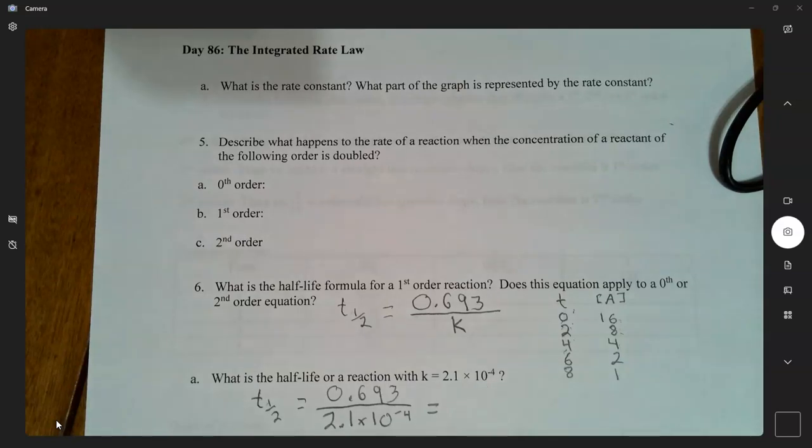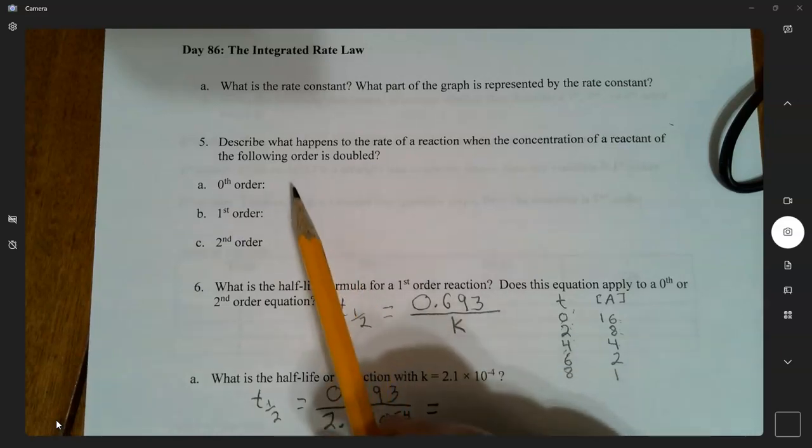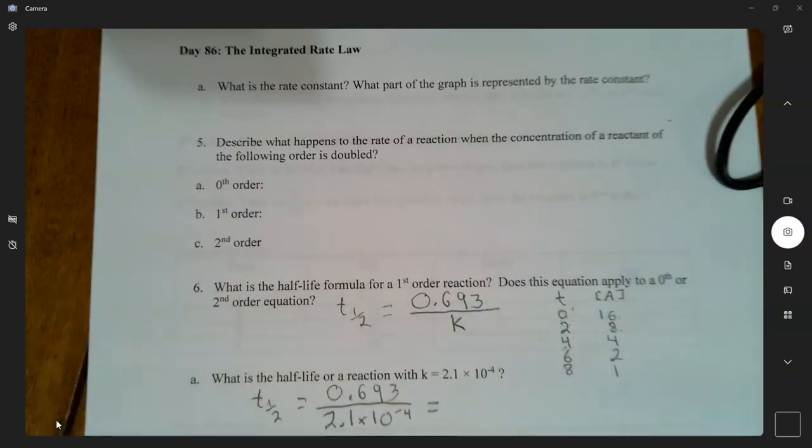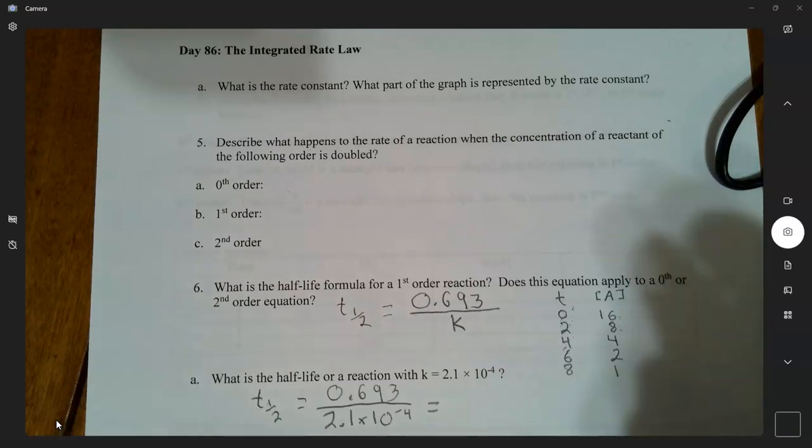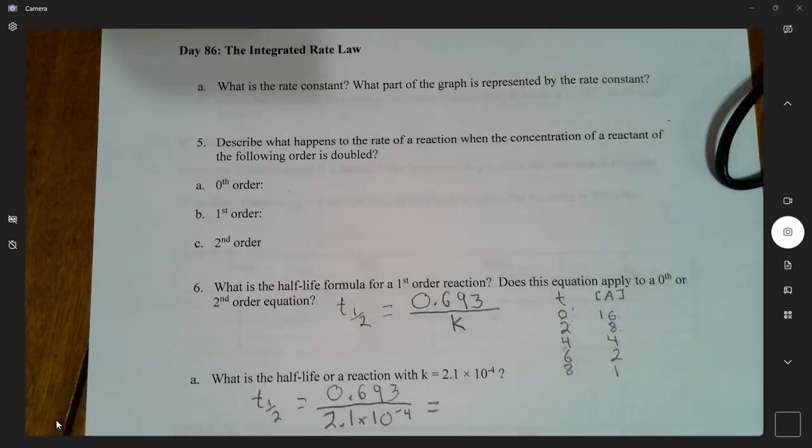Number 5, describe what happens to the rate of a reaction when the concentration of a reactant of the following order is doubled. So 0 order, there will be no change in the rate of the reaction. A 0 order reaction is not at all a function of the concentration. Whatever the concentration is, the rate stays the same.